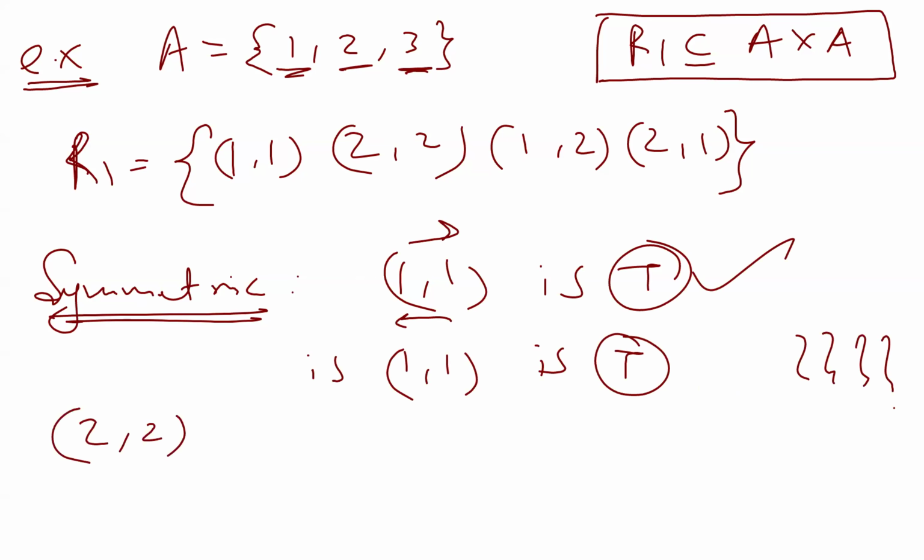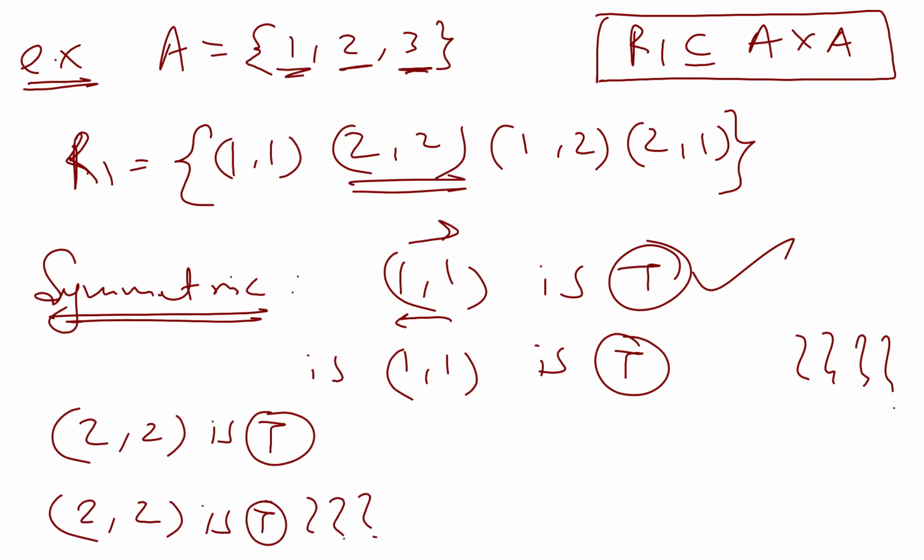Similarly, 2 comma 2. Now this is true for sure. It's there in the relation. Reverse it. 2 comma 2. Is it true? After you reverse this ordered pair 2 comma 2, is it a part of R1? Yes.